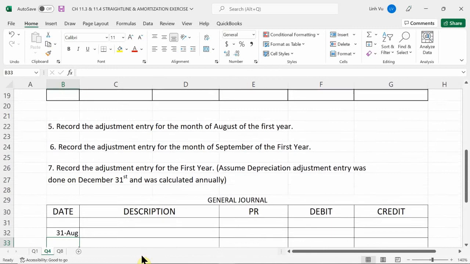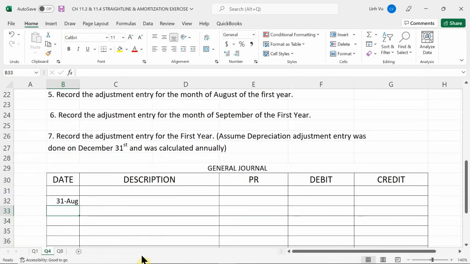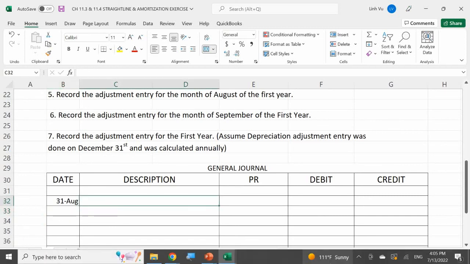Correct. So my question is, I need to record the adjustment for the first month, August of the first year. So what should I journalize for August? Do I need to depreciate for the month of August? Oh no, you wouldn't. So you'd be 0 then. Good. So in this case, you would have no entry because you don't start recording depreciation until the following month, September. So that's what question 6 asks.